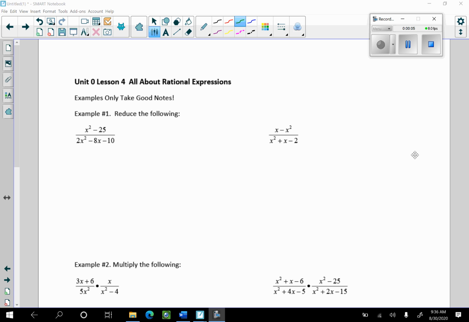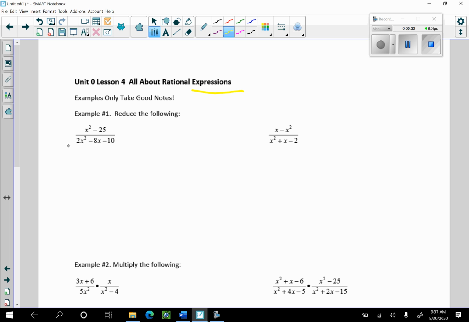Today we're going to do Unit 0, Lesson 4, all about rational expressions. So here's what we're going to do in this particular video, or more importantly, in this particular lesson. We're going to simplify rational expressions, multiply rational expressions, and add rational expressions. So this is basically what we're going to do.